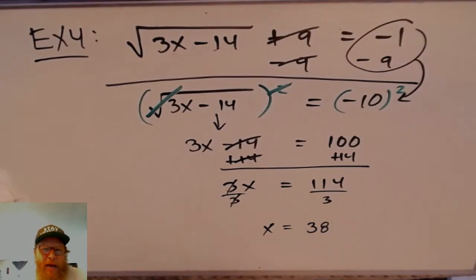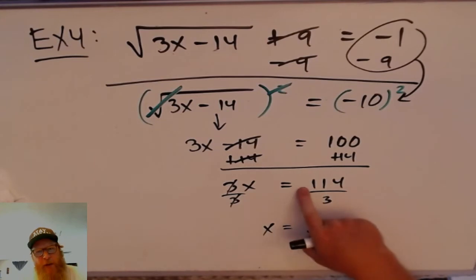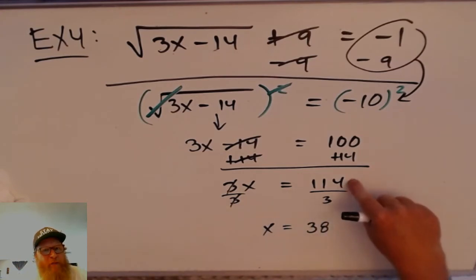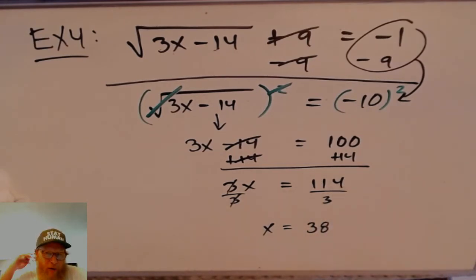How did I do that in my head? Well, 3 goes into 11 3 times. Yeah, 3 times 3 is 9. Remainder 2. So now you have 24. 3 goes into 24 8 times.